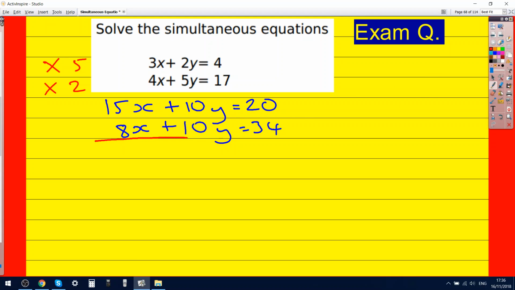So now you know that you got both of the 10y's. You know that 23x must equal 54. So if you added them, you would get 20y. We want 0y.